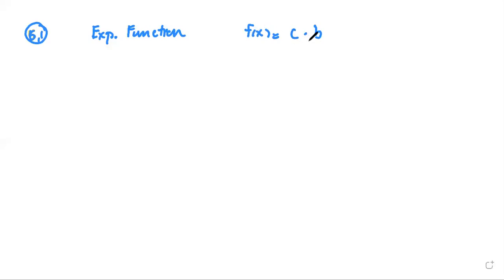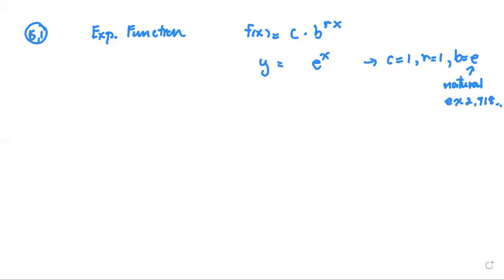f of x equals c times b to the power rx, and the exponential form that you see all the time, y equals e to the power x. That means c equals 1, r equals 1, and b equals e, which is the natural number. The natural number e is about 2.718 and so forth.